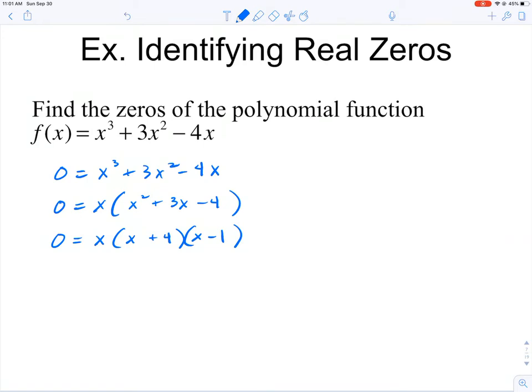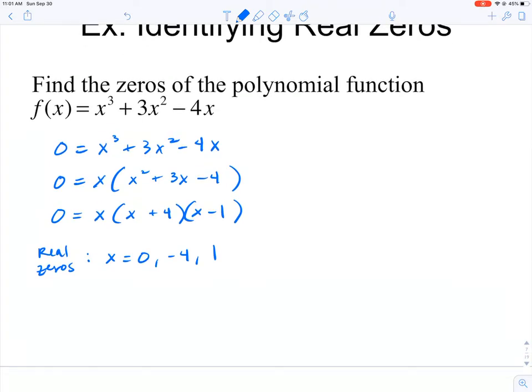So we can see that the roots, which will end up corresponding to being the real zeros, real meaning they're real numbers, will be 0, -4, and +1. Now, as an extra, from knowing these real zeros, you could also identify the x-intercepts for this graph, right? There will be an x-intercept at (0, 0), (-4, 0), and (1, 0). Just as a little bonus.